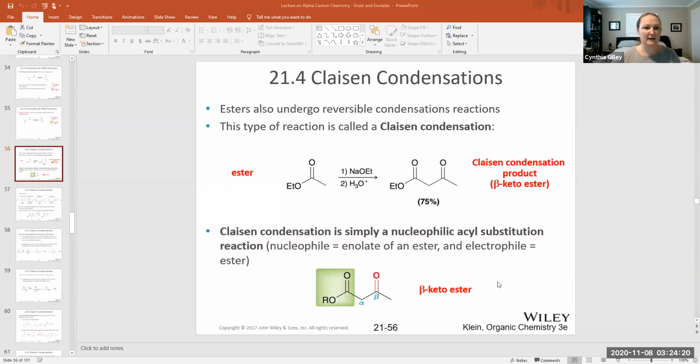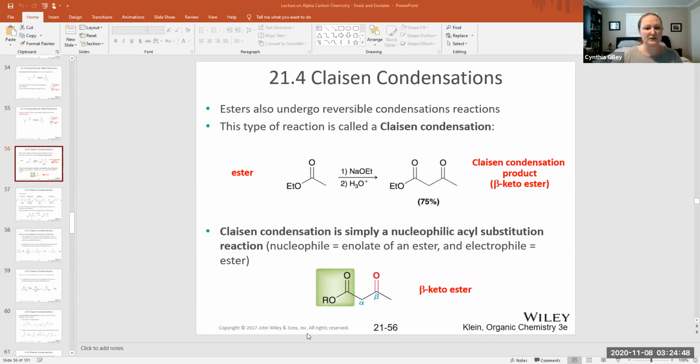Hi, everyone, and welcome to part 2 of the lecture on alpha carbon chemistry. We left off at the beginning of chapter 21, section 4, called Claisen condensations. It's important to note that in the previous section, we were talking about aldol condensations, and those used aldehydes and ketones to undergo reversible condensation reactions. And this section is about the fact that esters can also undergo reversible condensation reactions.